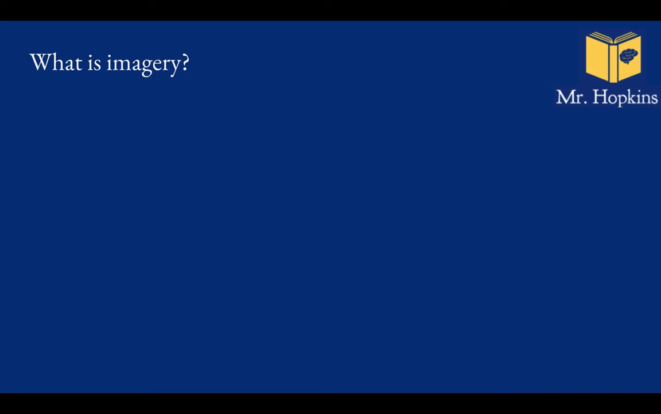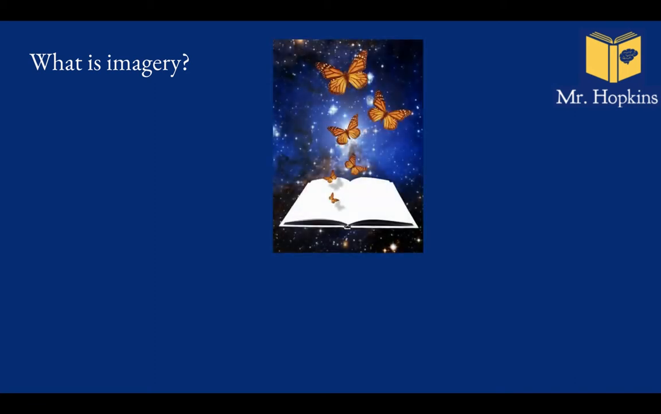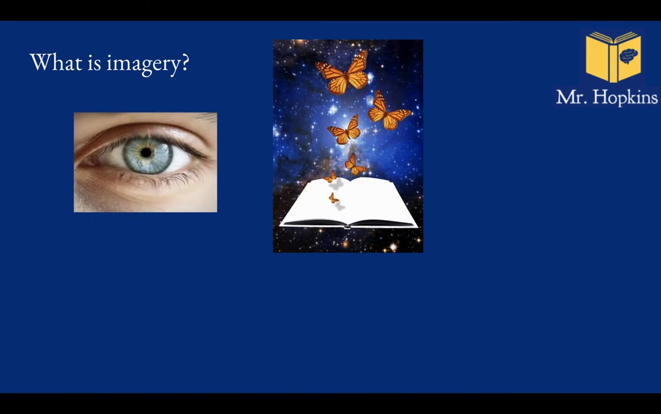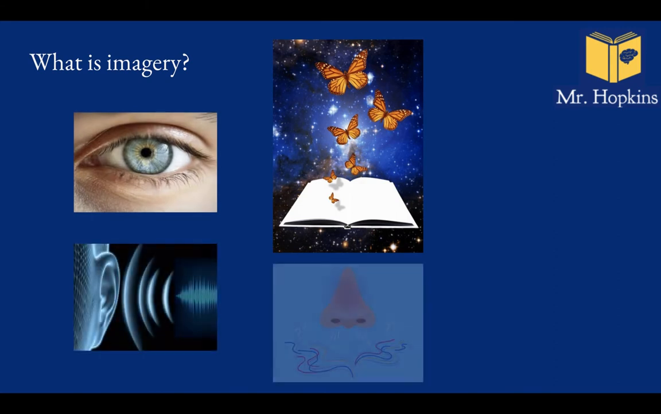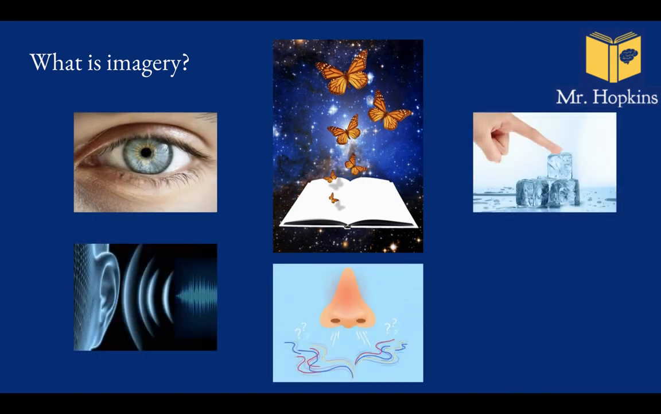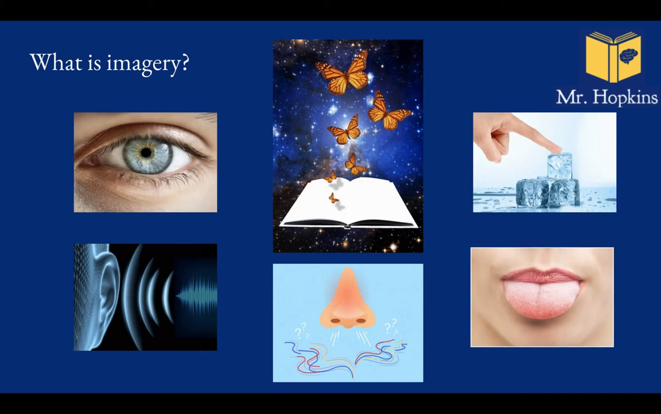So what is imagery? Well, in literature, imagery refers to the author's use of vivid and descriptive language which adds depth to their writing. It allows the reader to create visual representations of ideas in their minds. It also helps the reader to understand the work better. So as a literary device, imagery should appeal to sight, sound, smell, touch, and taste, the five basic senses.